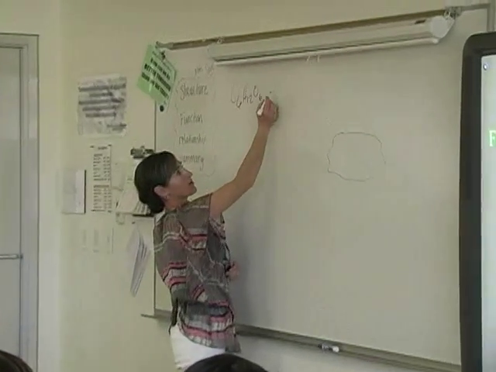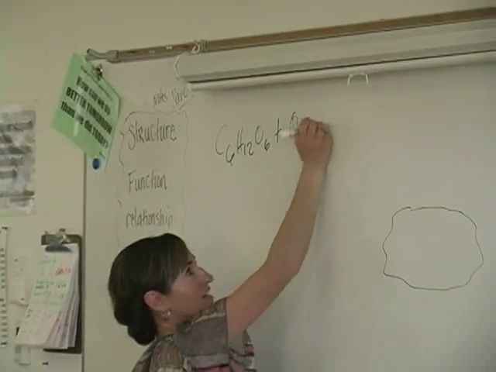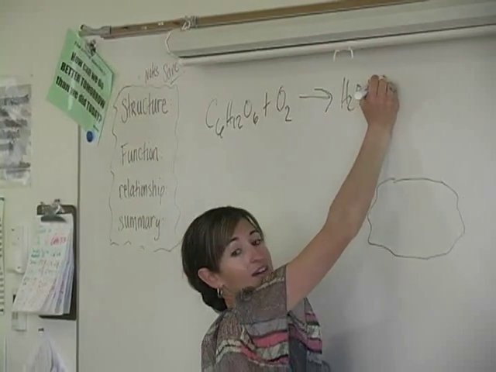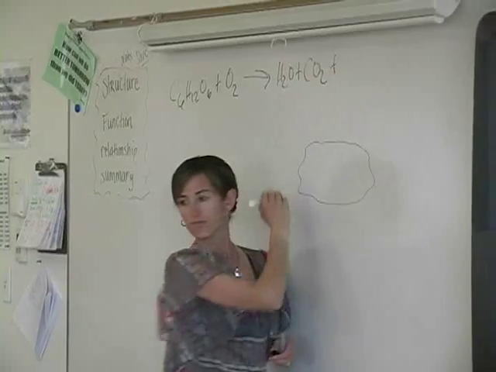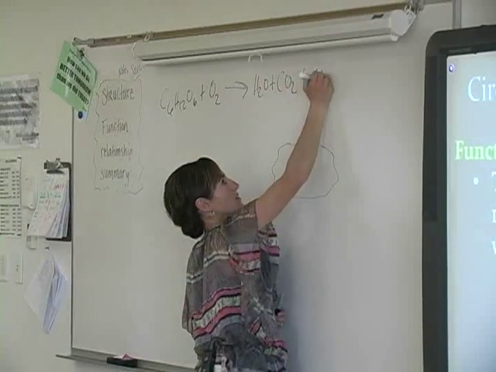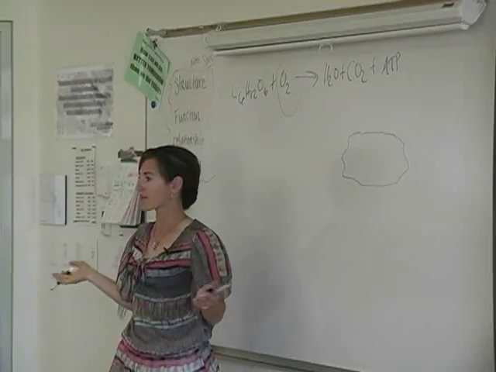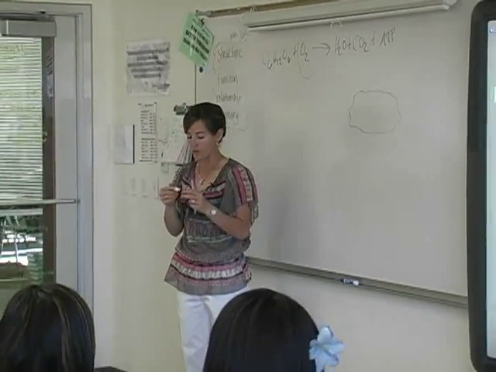So C6H12O6 plus some oxygen, and with that you can finally make water and carbon dioxide, and you got it, ATP. Very nice. So without the oxygen, no ATP. No ATP, we're going to survive? Nope. No. You got it.